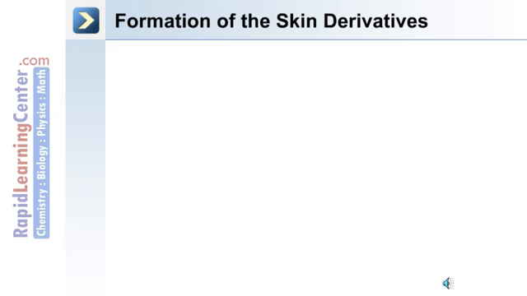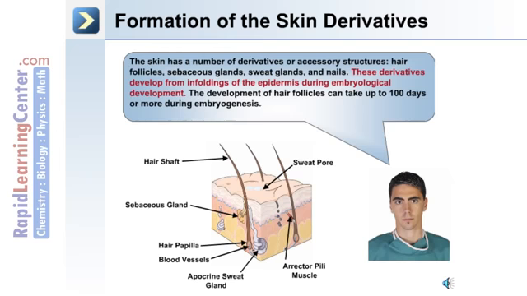The formation of skin derivatives. The skin has a number of derivatives or accessory structures. Shown here in the image is a cross-section of the skin and accessory structures such as the hair, apocrine sweat glands, erector pili muscle, and sebaceous glands. These derivatives develop from infoldings of the epidermis during embryological development. The development of hair follicles can take up to 100 days or more during embryogenesis.